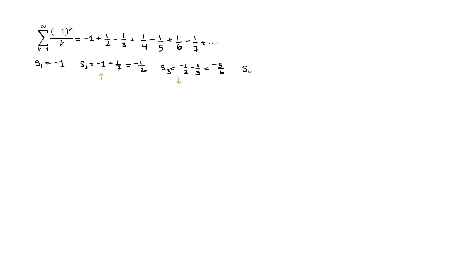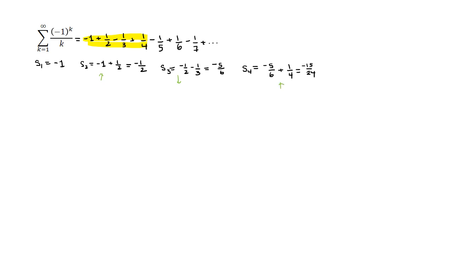Okay, S4 is going to be the sum of the first four terms here. And this is equal to negative 5/6 plus 1/4. So it goes up. All right, and we get negative 15/24, which is a little bit bigger than S3.